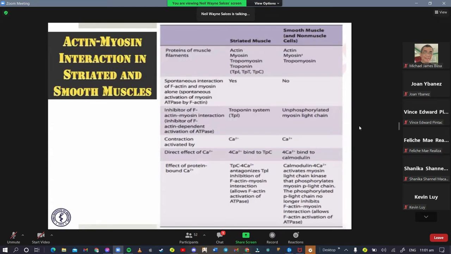This allows F-actin activation of the ATPase, while in smooth muscle, calmodulin-calcium activates the myosin light chain kinase that phosphorylates the myosin light chain. When you have the phosphorylated form, it no longer inhibits the F-actin myosin interaction, allowing F-actin activation of the ATPase.